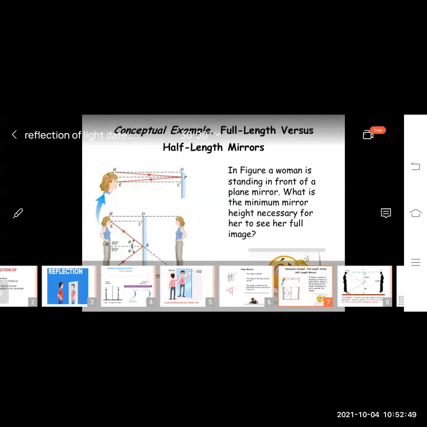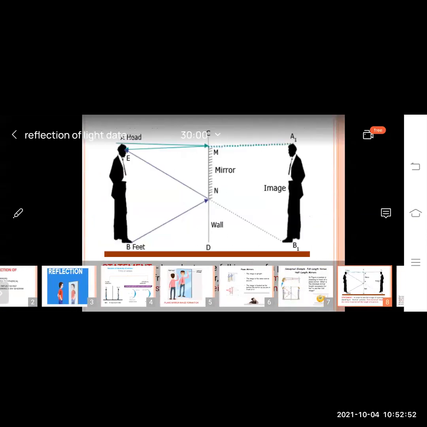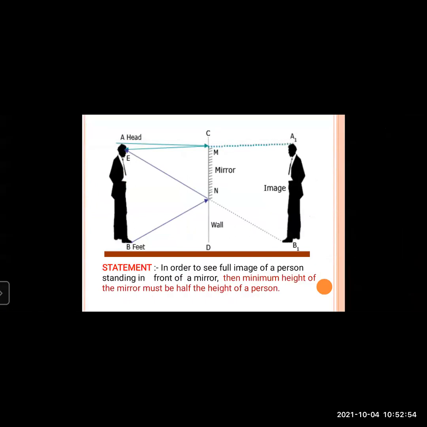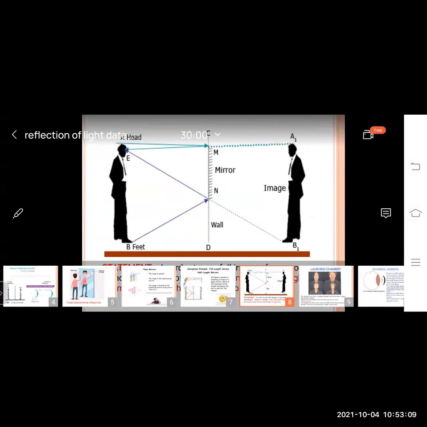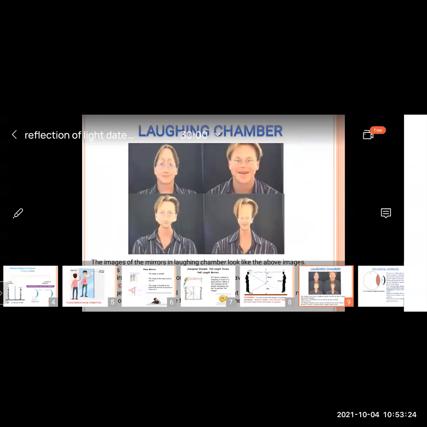So this is the statement specifically: in order to see the full image of a person standing in front of a mirror, the minimum height of the mirror must be half the height of the person. So the mirror's height should be half whatever is the height of the person. So we don't have a whole wall fitted mirror. We have small mirrors, and yet we are able to see our full image in that mirror because they undergo this statement. Then we saw laughing chambers.